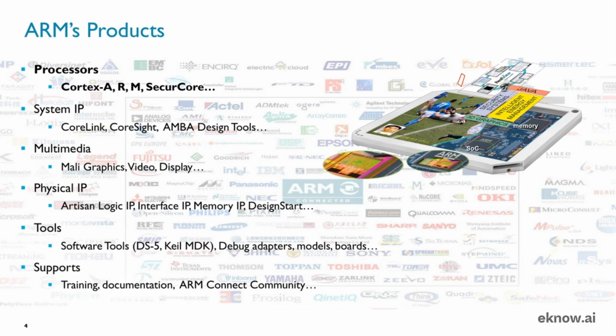Next is system IP. A processor is powerful, but it's useless if it can't communicate with other parts of the device, like memory or the screen. System IP is like the nervous system of the chip. It connects everything together. ARM provides products like CoreLink, which is an interconnect fabric, and AMBA, which is a standard protocol for how these different blocks on the chip talk to each other. CoreSight is a technology for debugging, allowing engineers to see what's happening inside the chip.